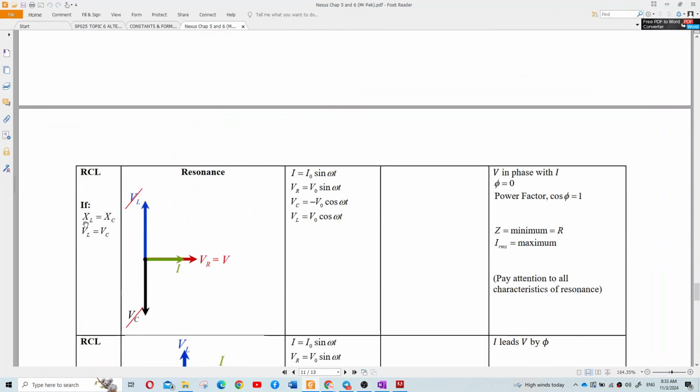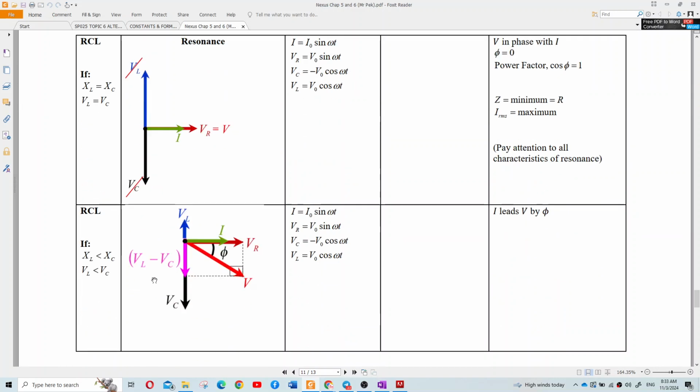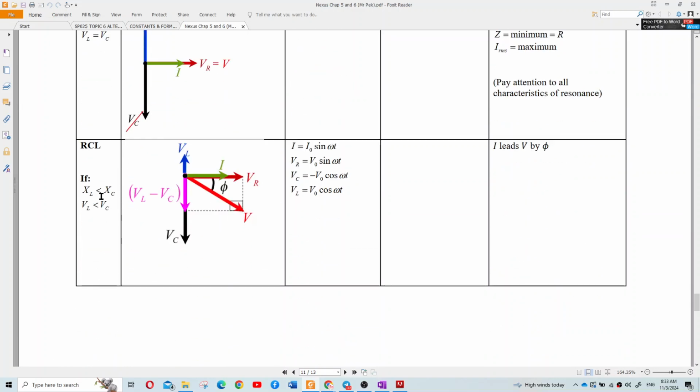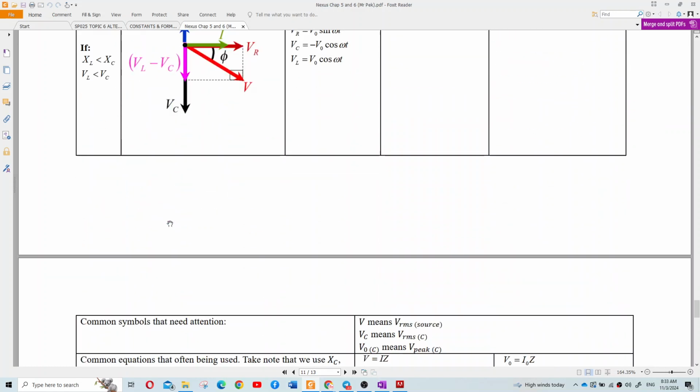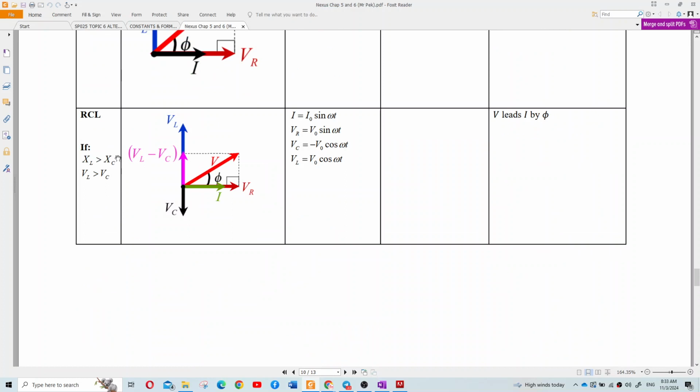But if XL and XC are equal, then VL and VC are also equal in length, so they cancel each other. If XL is less than XC, that means XC is bigger, so VC becomes longer and VL is shorter. So VC is longer, that's why the resultant is below. Understand? So those are the three different cases for RCL.